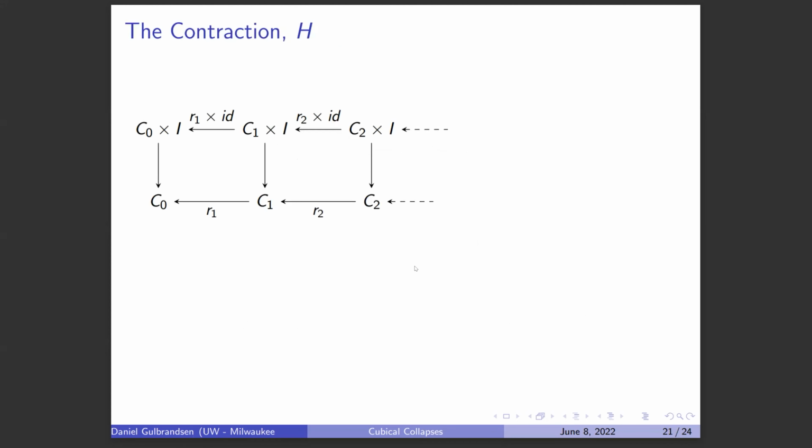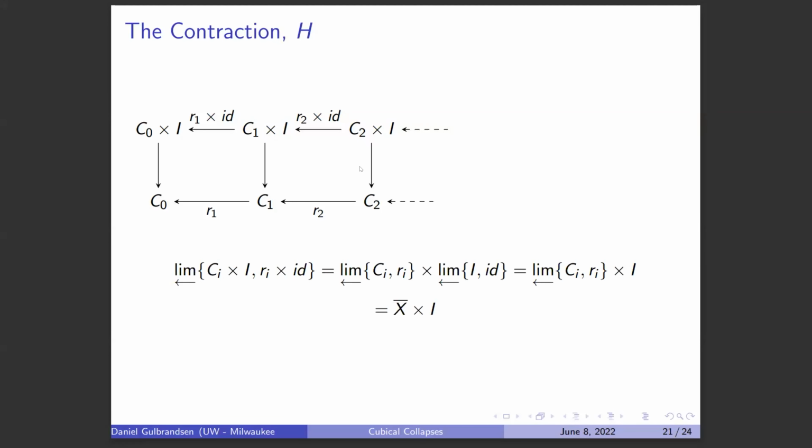So I'll assemble it into this diagram where the bottom row is just the inverse sequence that we just saw, whose inverse limit is this compactification. On the top row, I'm just putting a factor of the interval, where I is the interval 0 to 1. As a result, the top row factors: it's a pretty procedural thing here, and you just get the inverse limit times an interval.